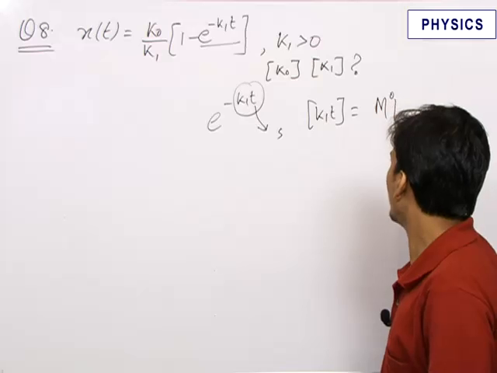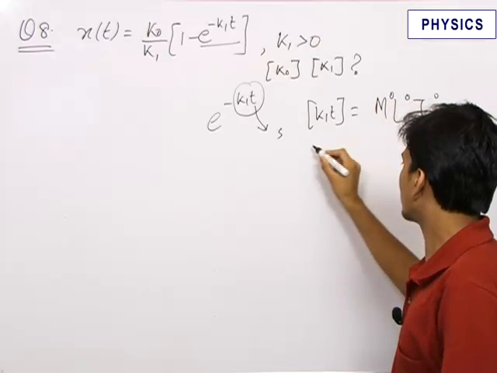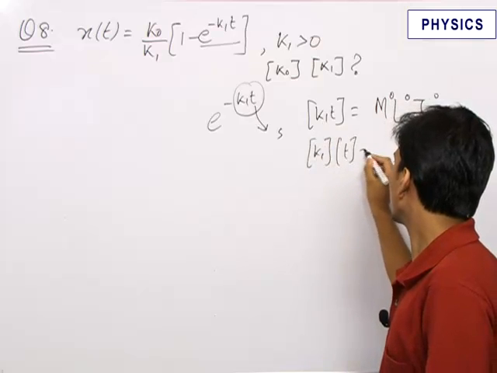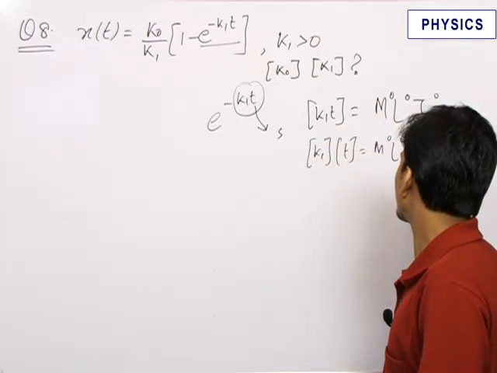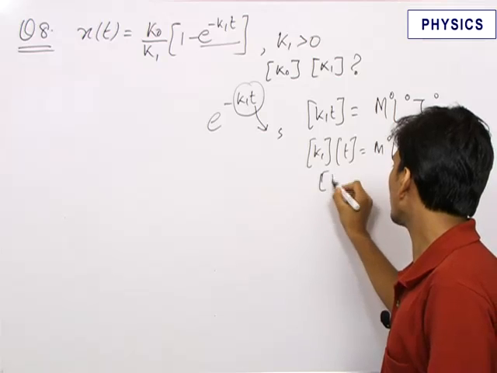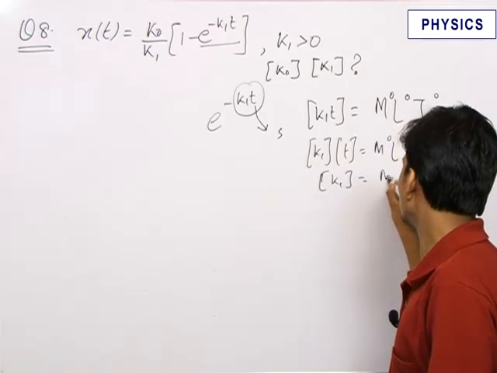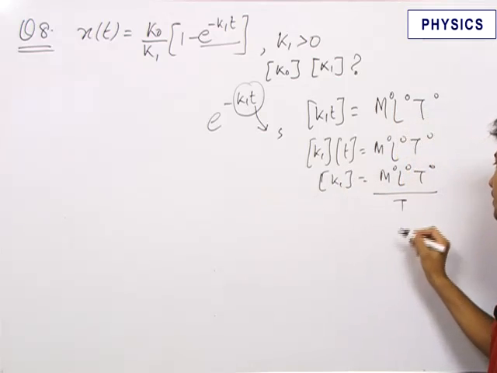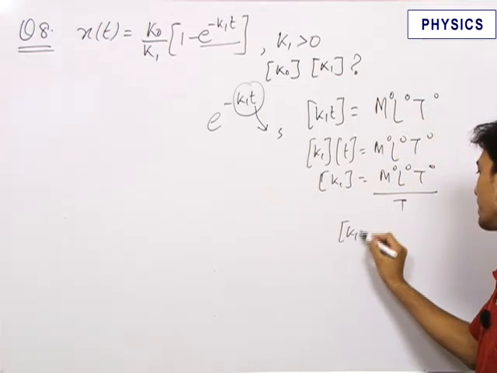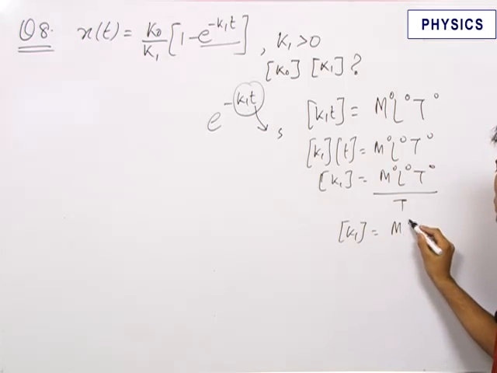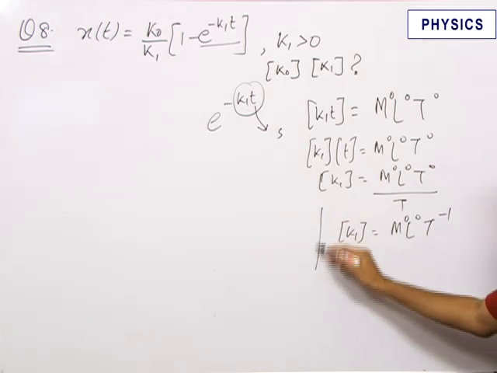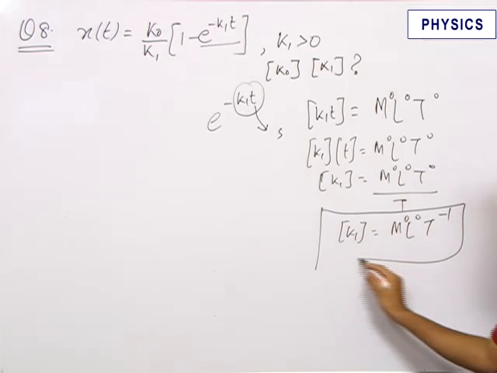It is m0, l0, t0. Now the dimensions of k1t is equal to the dimensions of k1 into the dimensions of t, which is equal to m0, l0, t0. So the dimensions of k1 is equal to m0, l0, t0 divided by the dimensions of t, which is t. So we get the dimensions of k1 as m0, l0, t to the power minus 1. So this is our answer for the dimensions of k1.